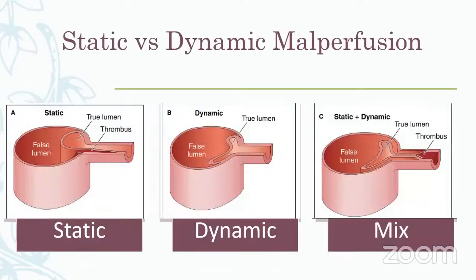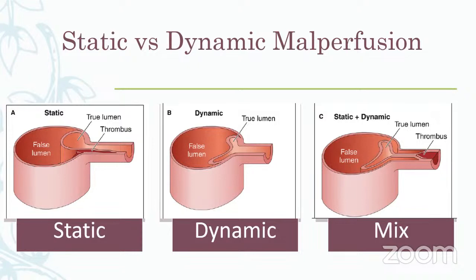So what is the difference between the static and the dynamic malperfusion? The static malperfusion occurs when the dissection flap extends from the aortic lumen into the ostium of the affected branch vessels, leading to localized thrombosis of the branch vessels or the false lumen that narrows or occludes the branch true lumen and consequently will impair the distal branch perfusion.